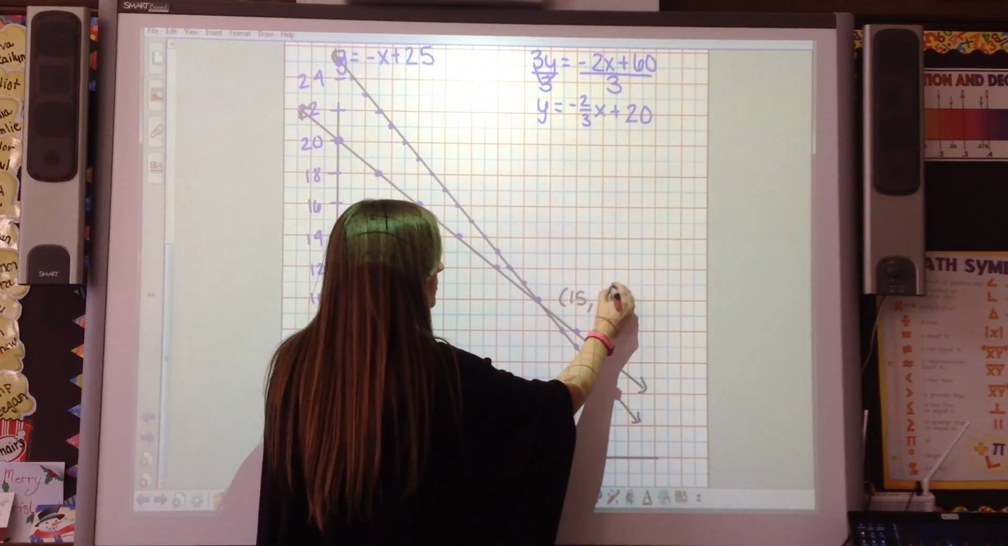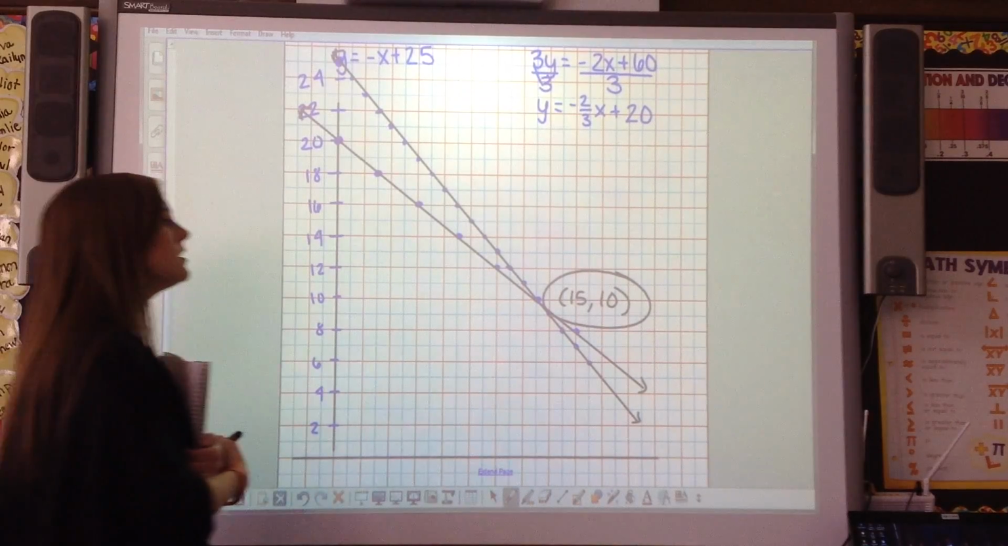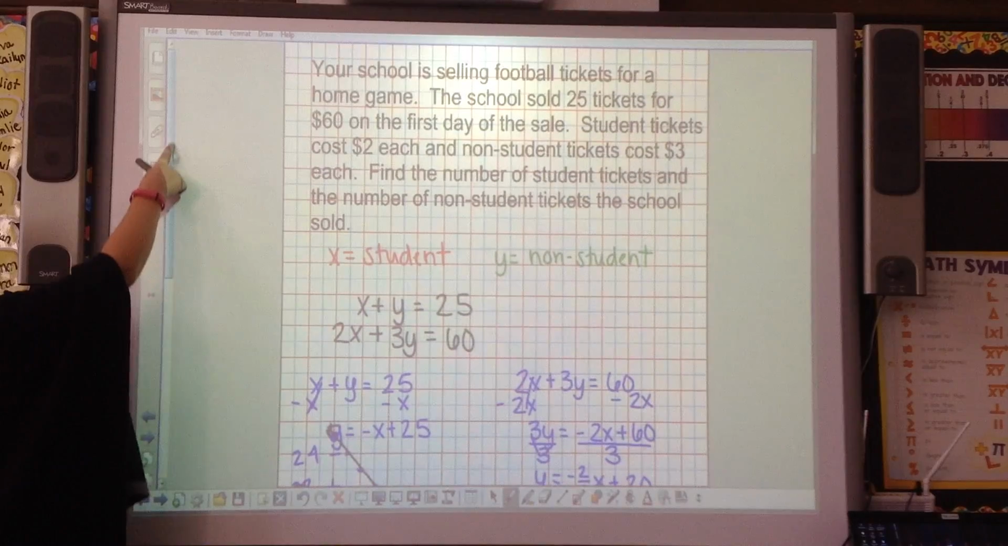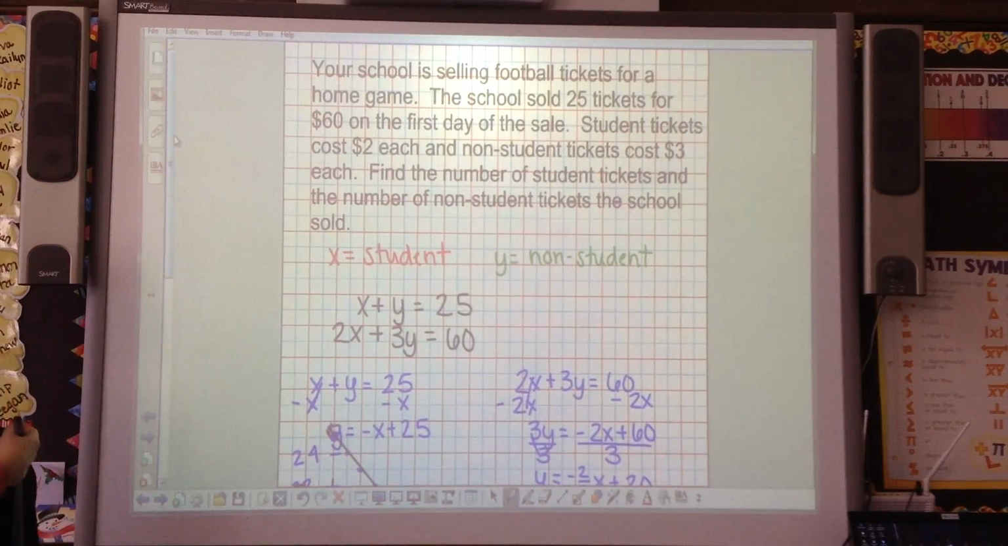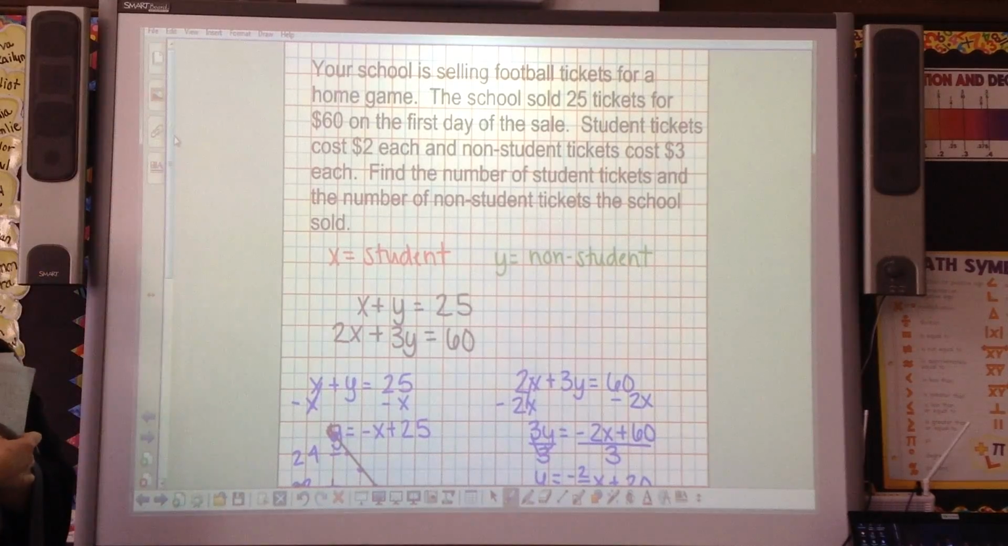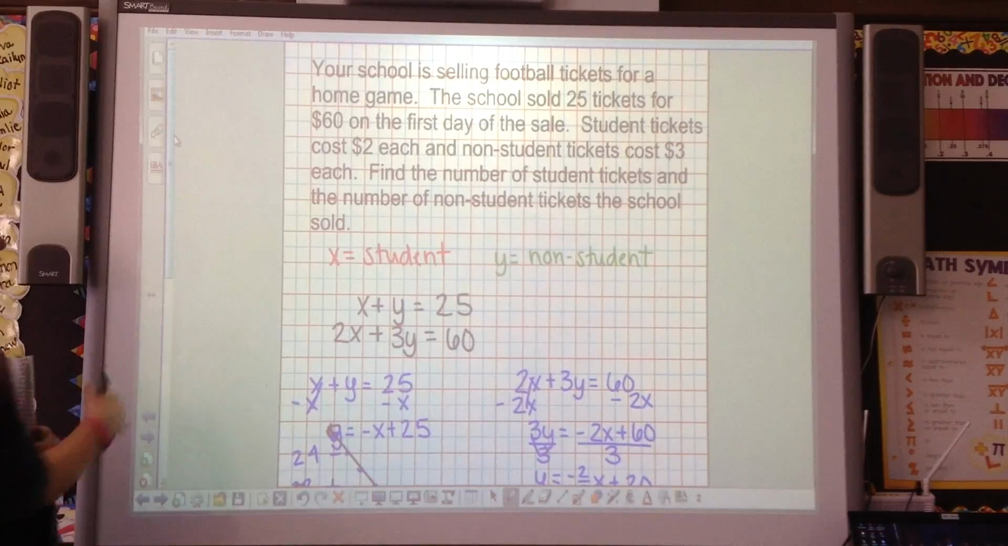Okay, so we got our solution. There it is. (15, 10), what does that even mean? Well, let's go back to the original problem. We said x stands for student tickets and y stands for non-student tickets, and that's going to work for the ordered pair as well.